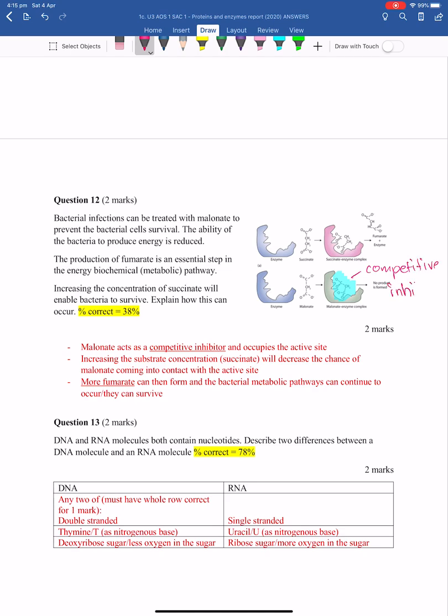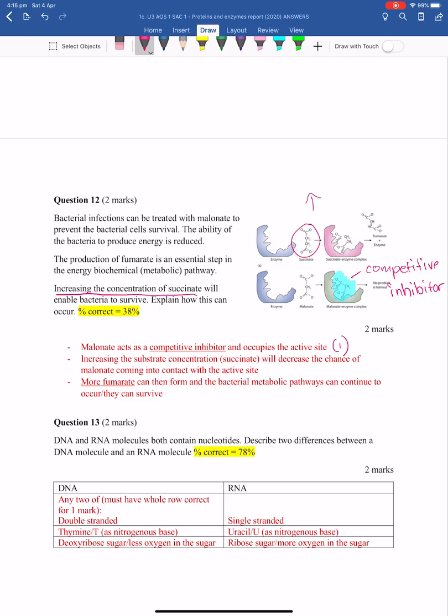So if malinate is a competitive inhibitor, that's 1 mark, okay? 1 mark for saying that it's the competitive inhibitor. Then you needed to tell me why increasing the concentration of succinate. So I didn't need you to tell me anything else about competitive inhibition. I just wanted to know why, if we put more and more succinate in, did the bacteria survive?